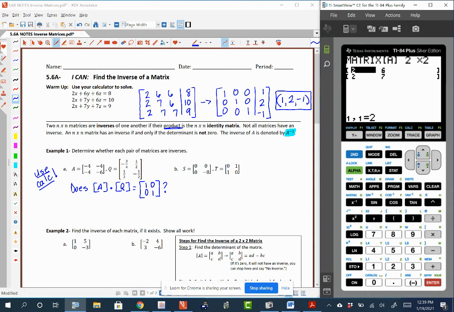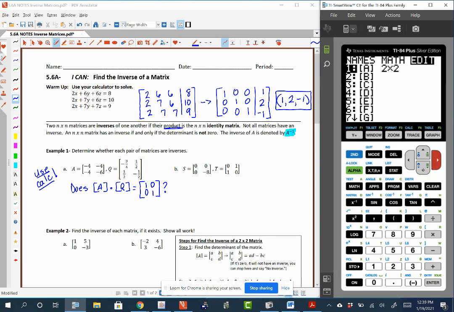And I'm going to enter in my values. So we have -4 and -4, and then another -4 in that second row, but then a -6. So there is our matrix A. So I have to go back to my second matrix, arrow over to edit.